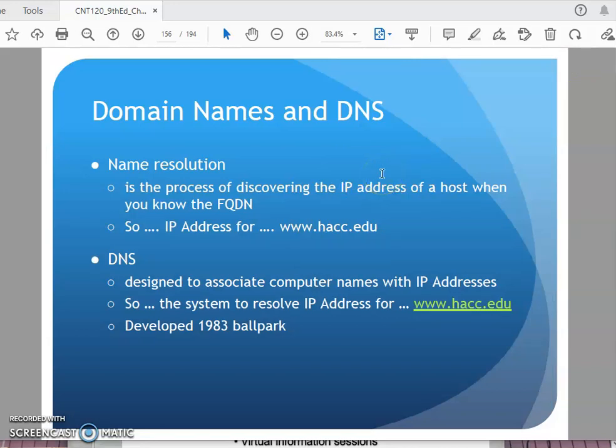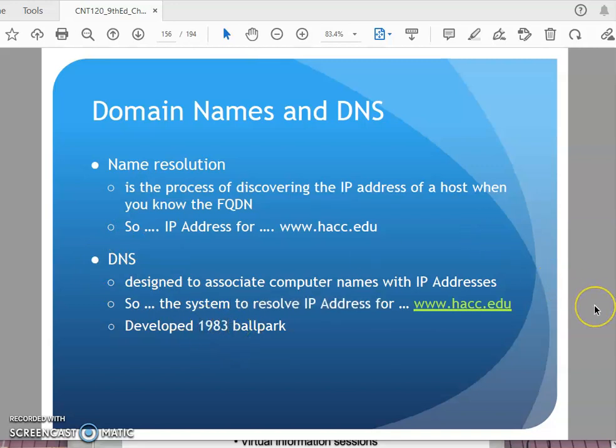I didn't know that 3054 blah blah blah IP address. DNS got that for me so that I could talk to and then load the web page from the web server that's hosting hack.edu. This DNS was developed to do that. This was developed in roughly 1983, ballpark.